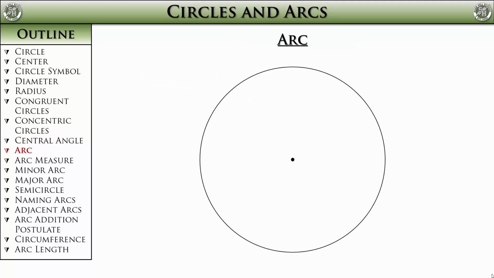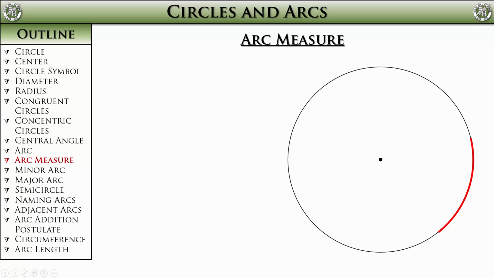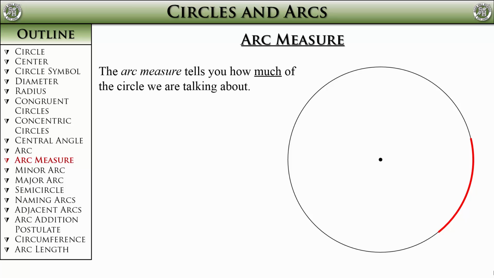Now we finally come to arcs. Arcs dominate the rest of this lesson. An arc is an unbroken piece of a circle. All of the colored segments being drawn on the circle are arcs. We are going to be doing two calculations with arcs in this lesson, but the first one is the easy one. Arc measure. If an arc is an unbroken piece of the circle, the arc measure tells us how much of the circle we are talking about.